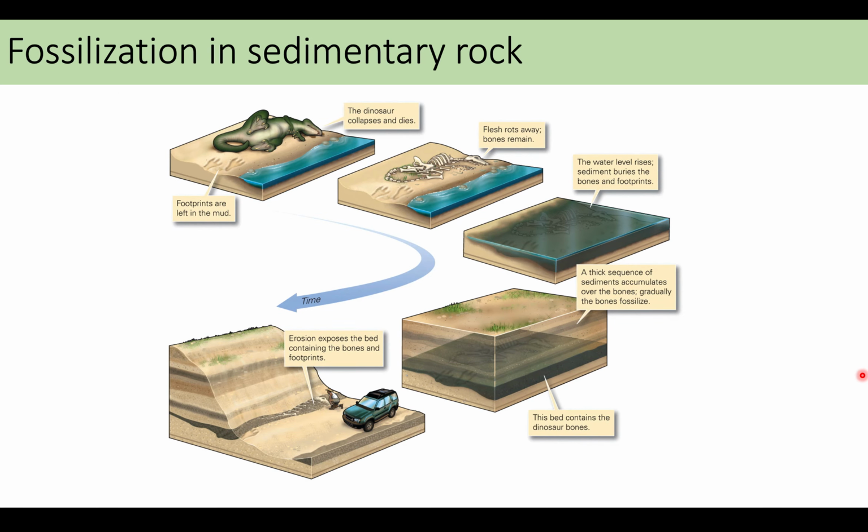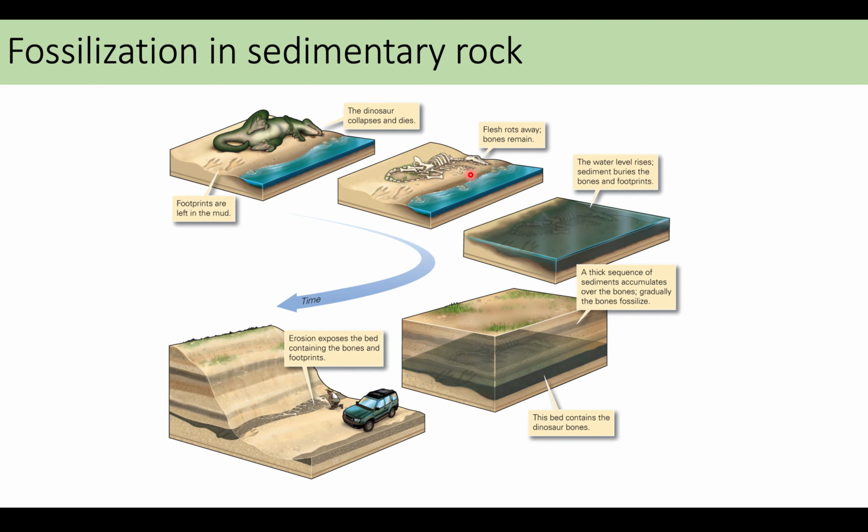So let's think about how that happens. So here we have, way back in time, a dinosaur. He collapses on the beach from exhaustion and he dies. So he left some footprints leading up to him. He's right on the beach and he dies there. After a while, all that's left is his skeleton.